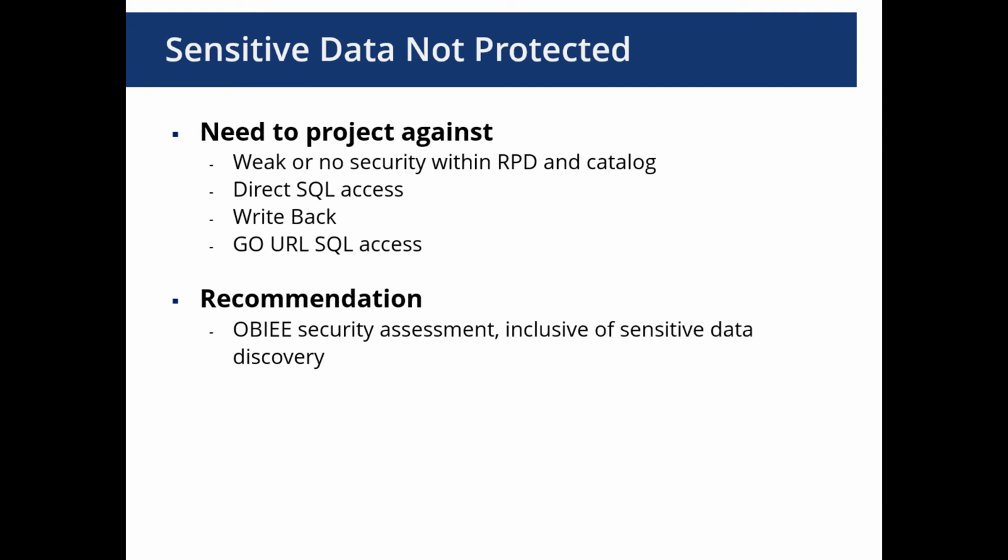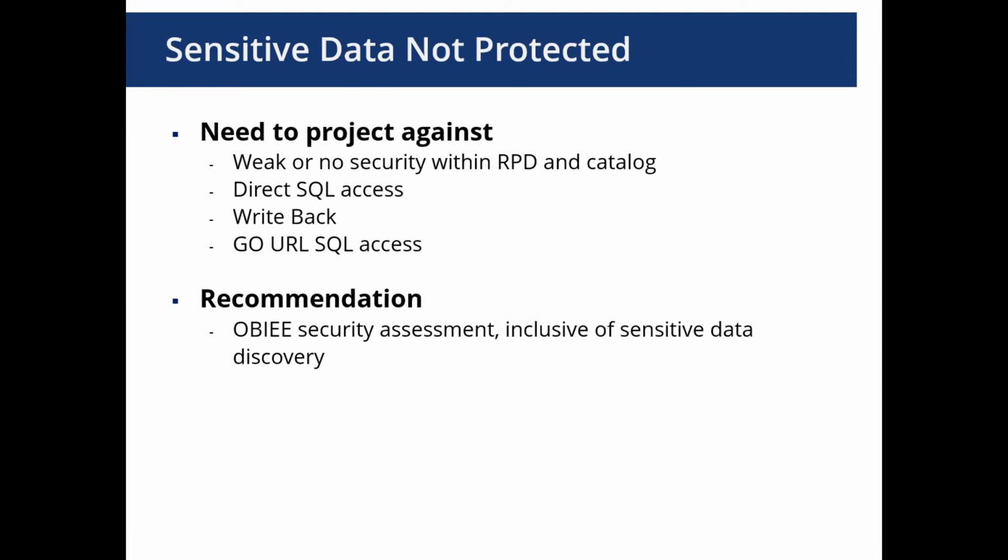So just to recap that, with sensitive data, if it is in the RPD, you need to think about securing it. You need to think about securing it at all levels, all 3 levels that OBIEE gives you. You need to think about the direct SQL access, write back, and Go URL. I'm actually foreshadowing the next few slides here where we'll go through each one of these in more detail.